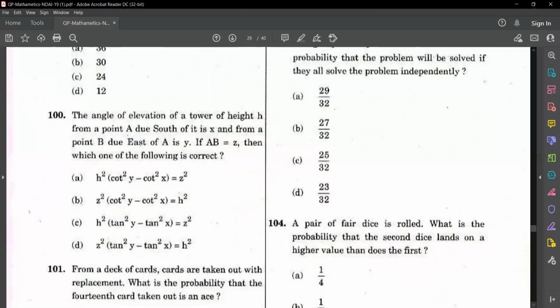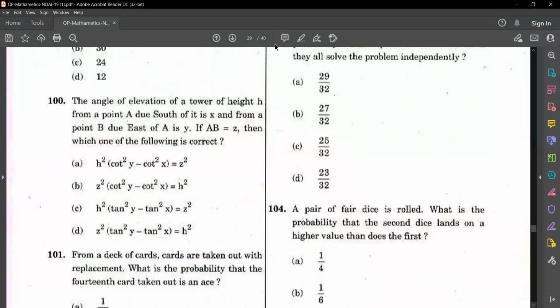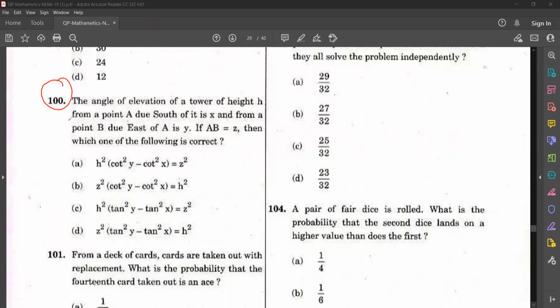So see the question number 100. Read the question. The angle of elevation of a tower of height h from a point A due south of it is x, and from a point B due east of A is y. If AB equal to Z, then which one of the following is correct?